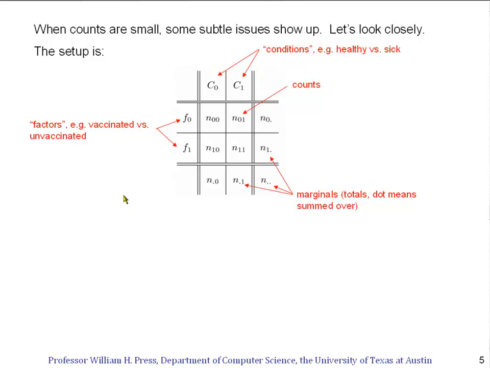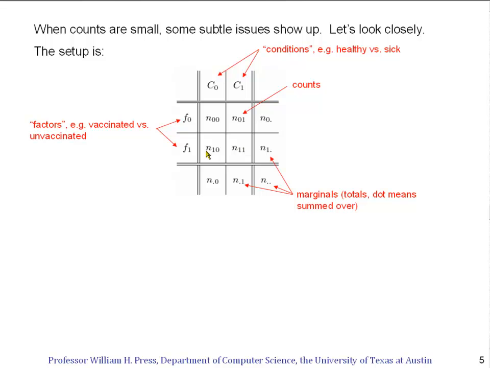So the setup, to be a little more detailed, is that the columns are often called conditions, and in a typical biomedical application, the conditions might be, is the patient healthy, the control group, or is the patient sick, in a group of patients who have reported to a hospital with some set of symptoms. And the factors, which are generally taken to be things that are more under our control, that's just a convention of which you put in the columns and which you put in the rows. The factors here might be, was the patient vaccinated or not? Maybe vaccinated is F1 and non-vaccinated is F0.